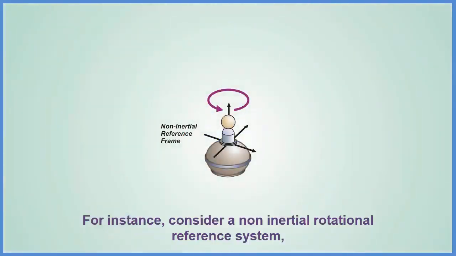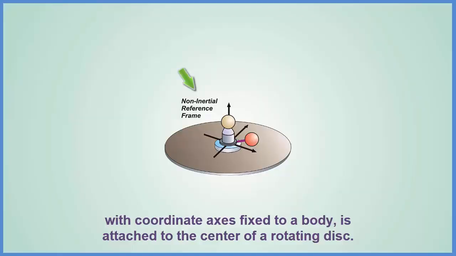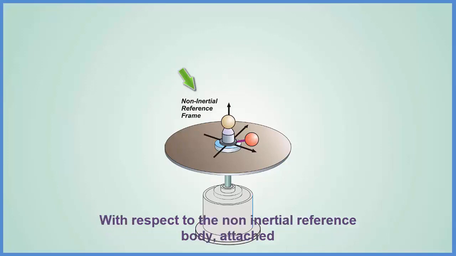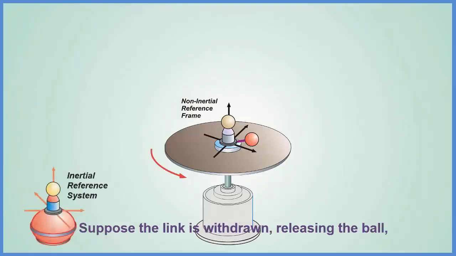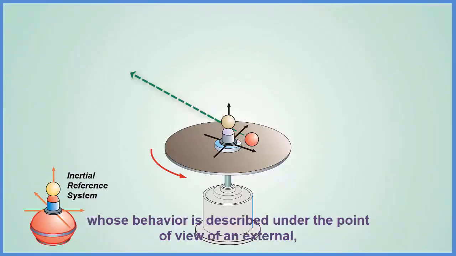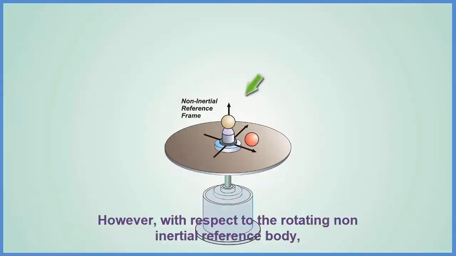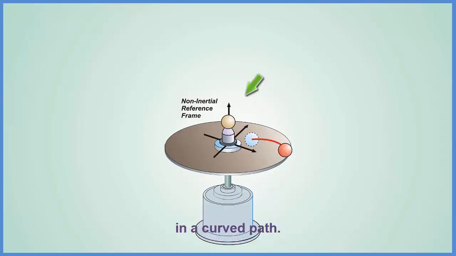For instance, consider a non-inertial rotational reference system with coordinate axes fixed to a body attached to the center of a rotating disk. Suppose that a ball is placed on the disk, connected to the center shaft by a link. With respect to the non-inertial reference body attached to the center of the disk, the ball is at rest. Suppose the link is withdrawn, releasing the ball, whose behavior is described under the point of view of an external, not accelerated or inertial reference body. The ball, now free, moves in a straight path in accordance with Newton's first law. However, with respect to the rotating, non-inertial reference body at the center of the disk, the ball moves toward the disk rim in a curved path.